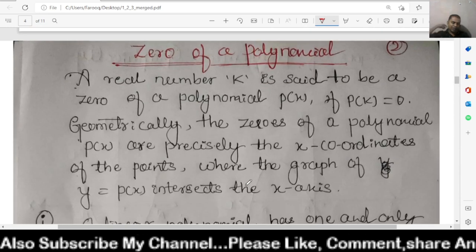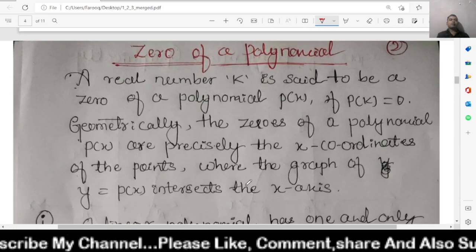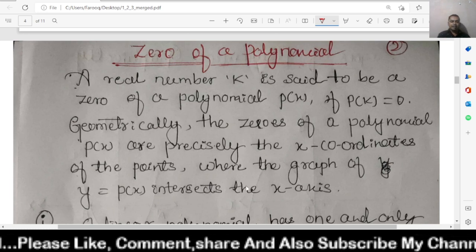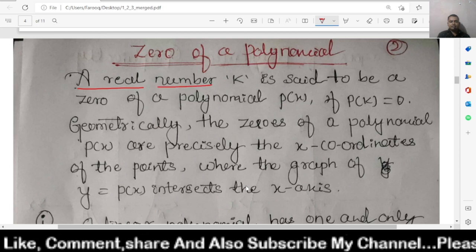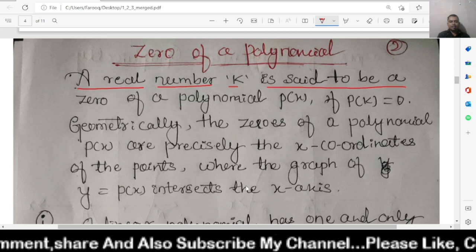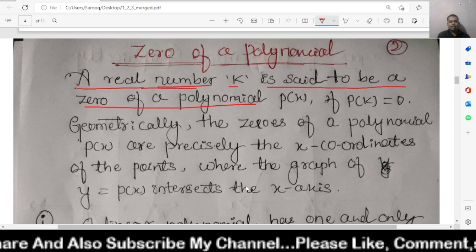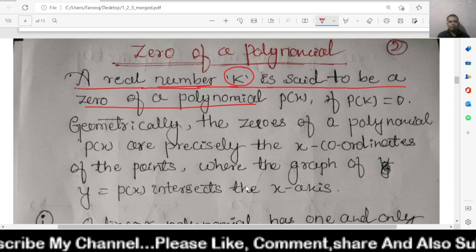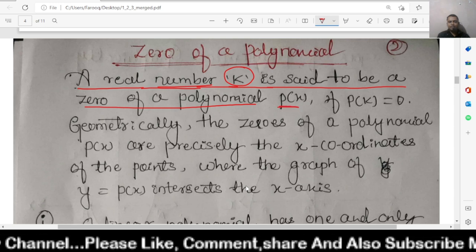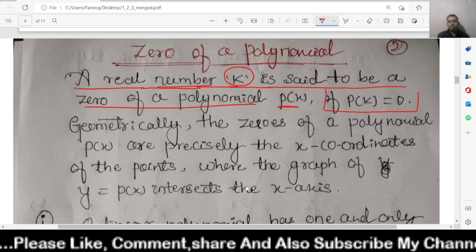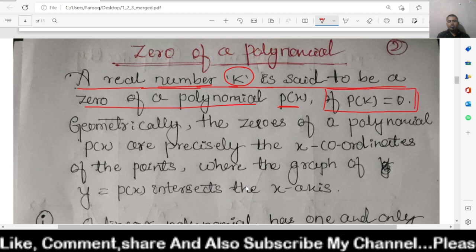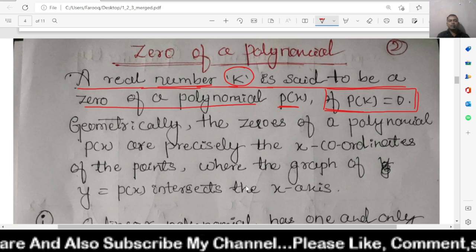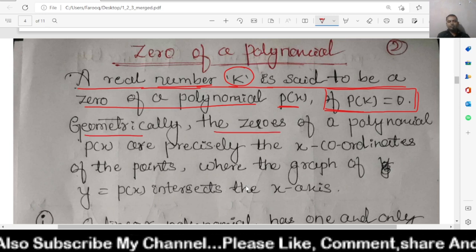Next, zero of the polynomial. Let us try to understand what is the meaning of zero of the polynomial. A real number k is said to be zero of a polynomial p of x if the value of p of x gives 0. Then it is said to be zero of the polynomial.